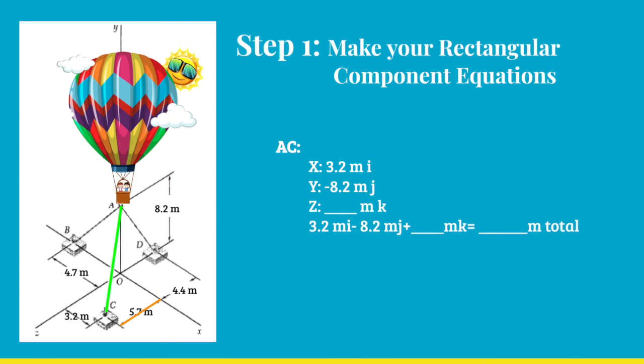Finally, we must look for a Z component. Unlike the first cable we looked at, this one has a Z component. It comes out in front of the x-axis 5.7 meters as shown by the orange line. Substitute this into the correct blanks.